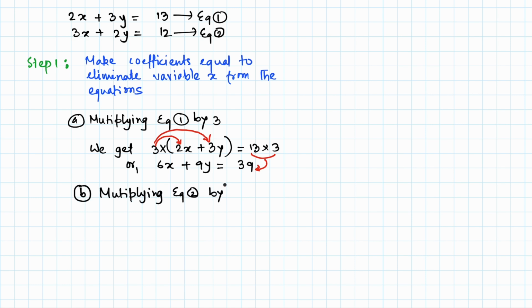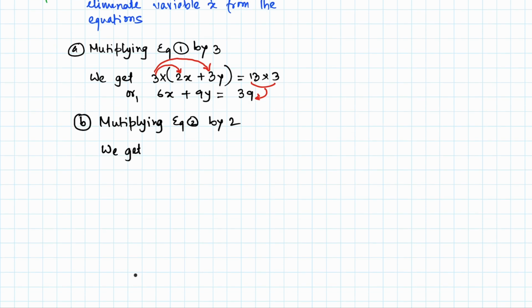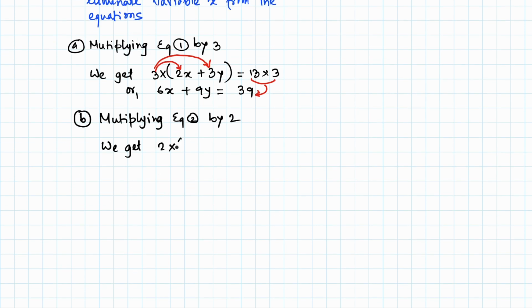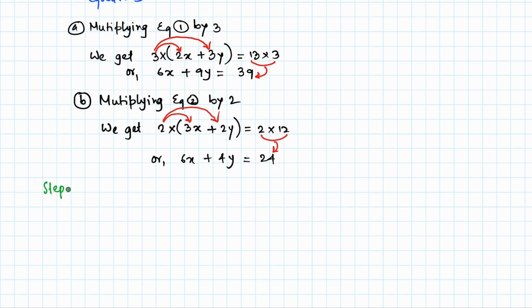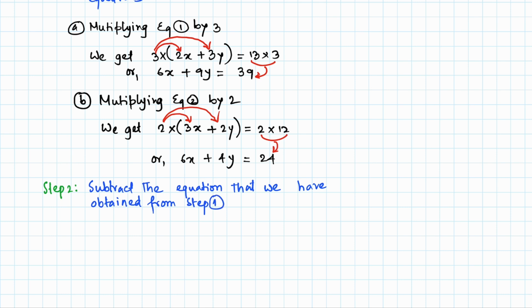Now the second equation, we multiply equation 2 by 2. So we get 2 times (3x plus 2y) equal to 2 into 12. Using the distribution method, 6x plus 4y equal to 24. So we multiply 2 to 3x and 2 to 2y, and this gives us 24. You can see from A and B that the coefficient of x is the same, 6 and 6. This will help us eliminate by subtracting. Now subtract the equations that we have obtained from step 1.